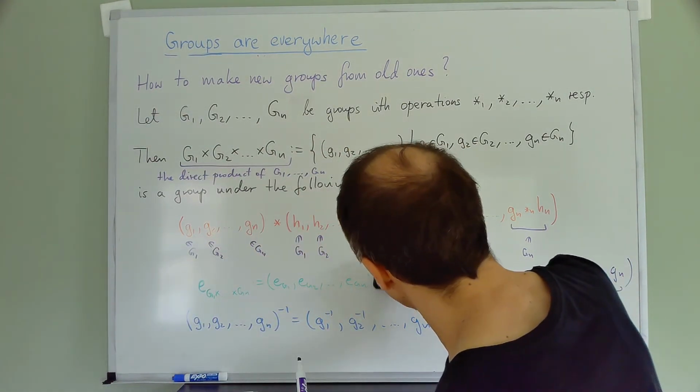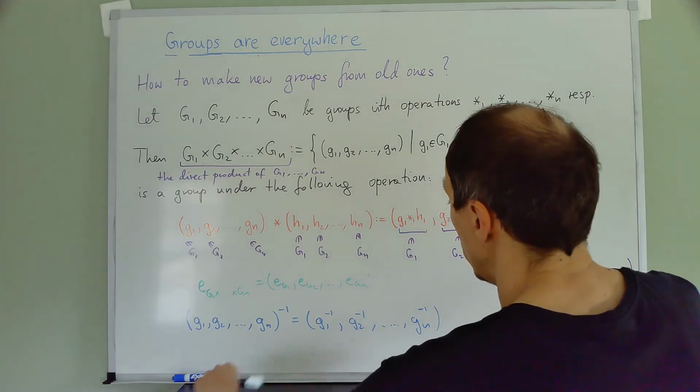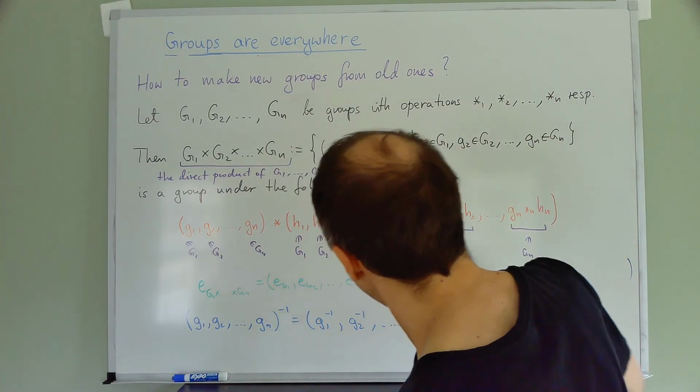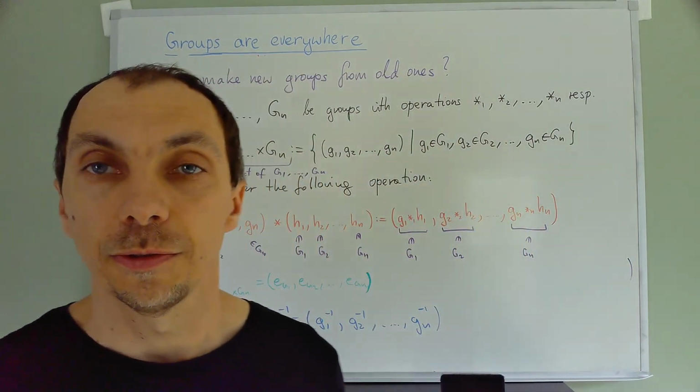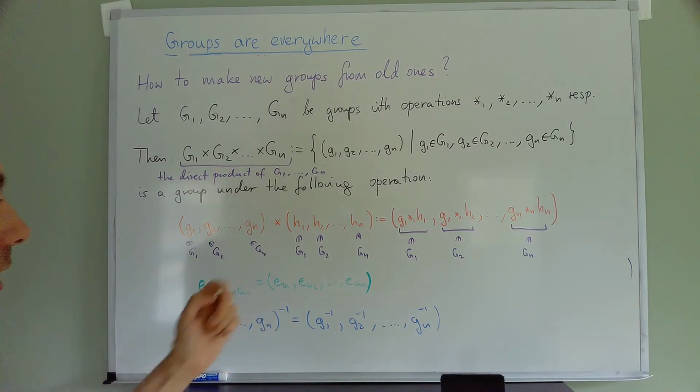You just stack up identities from the different groups and you get the identity in the direct product. So this gives you a group.